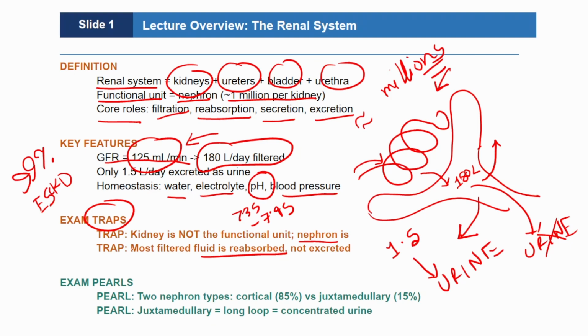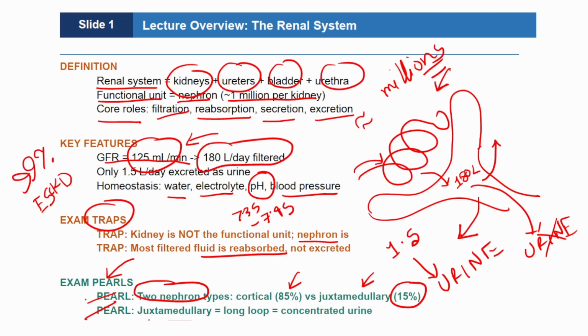To secure top scores, don't forget about the exam pearls. You must commit these distinct anatomical percentages and their physiological adaptations to memory. Always remember that the human kidney contains 2 distinct populations of nephrons. Cortical nephrons are the majority at 85%, whereas juxtamedullary nephrons make up only 15% of the total population.